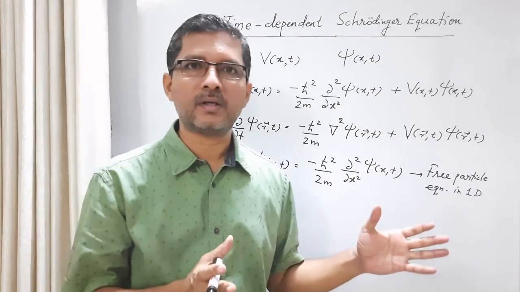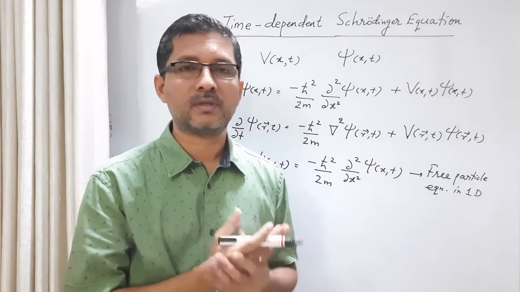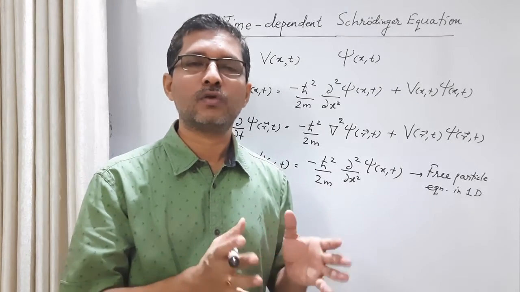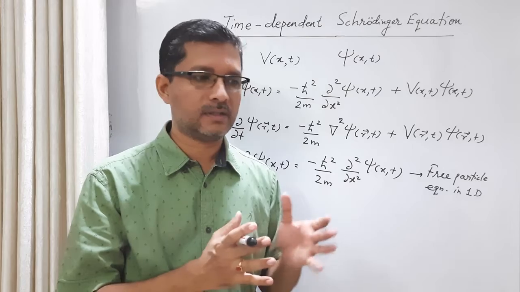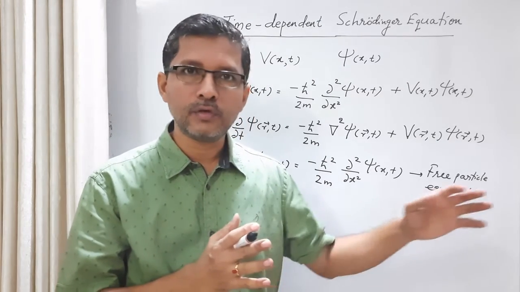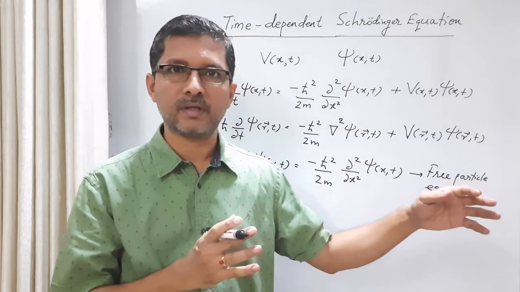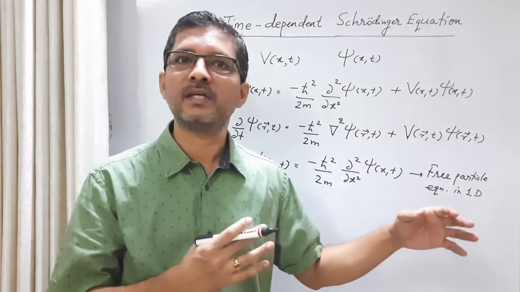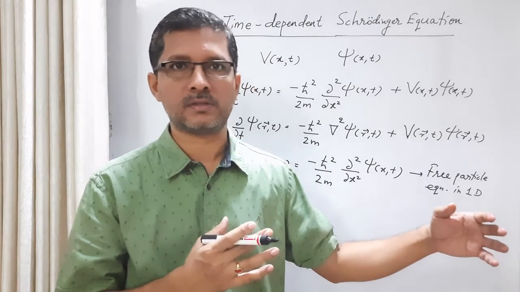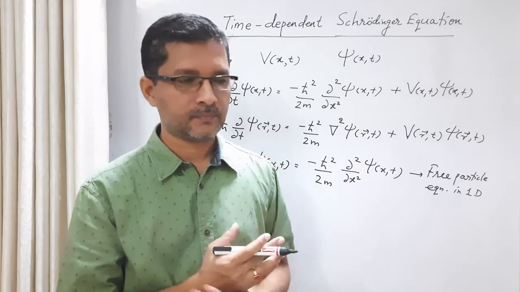If it is a free particle, there is no force acting on the particle, then we know from classical mechanics that if there is no effective force acting on the free particle, then it will be in uniform motion. That means its velocity will remain constant. Or another way of saying is that its momentum will remain constant. So a free particle has constant momentum.